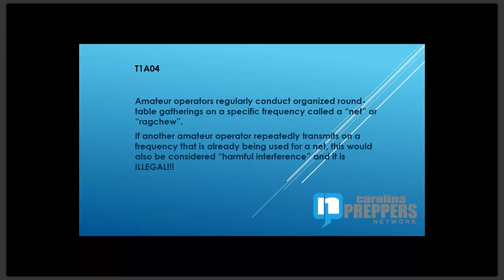Amateur operators regularly conduct roundtable gatherings on a specific frequency called a net or a rag chew. It's what you will see, is where we're going to try to go with CPN: an organized time on a day and a time. You're going to be able to meet up on a frequency, on a repeater, and be able to talk to one another. However, if another operator repeatedly transmits on that frequency that's already being used, that's considered harmful interference, and it's illegal.